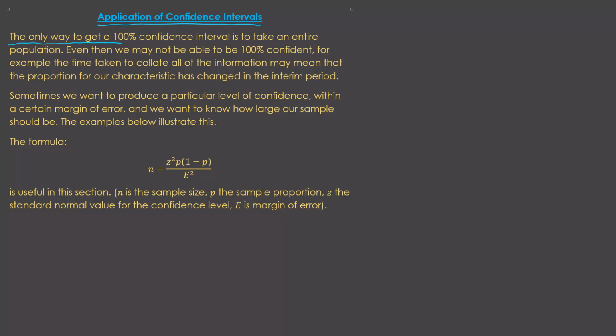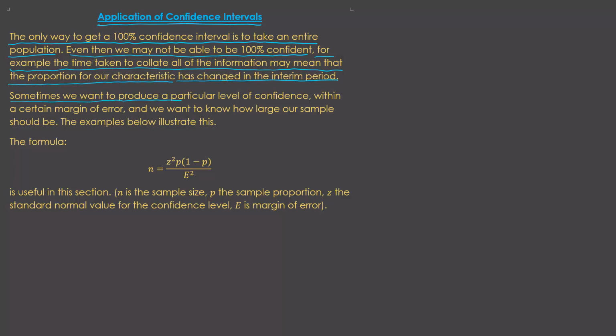The only way to get a 100% confidence interval is to take an entire population. Even then, we may not be able to be 100% confident. For example, the time taken to collate all of the information may mean that the proportion for our characteristic has changed in the interim period.